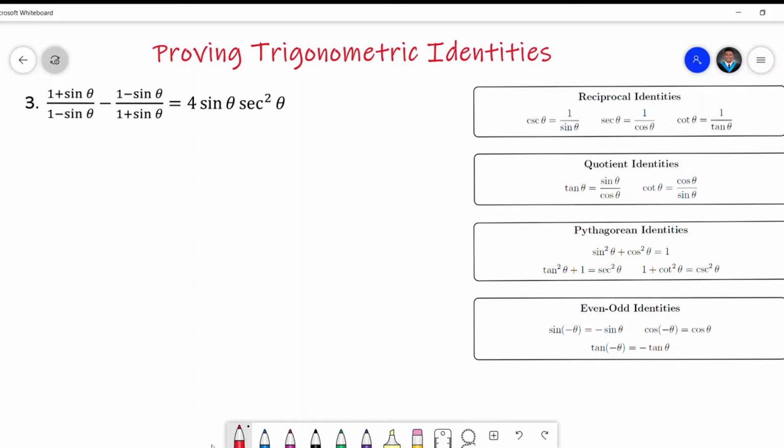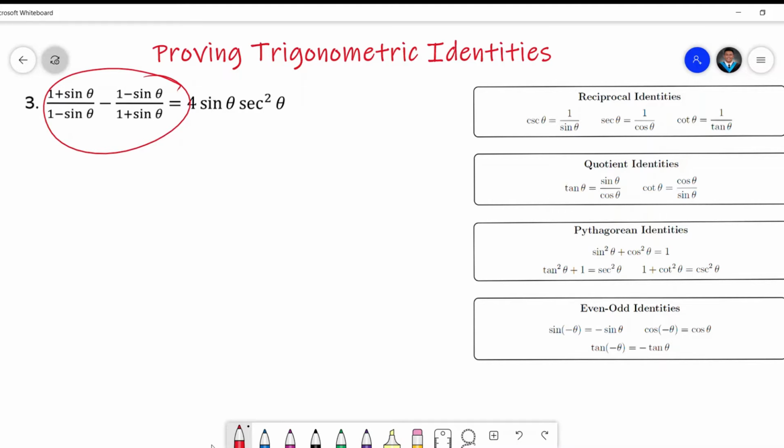Para sa ating third example, let's prove that (1 plus sine theta) over (1 minus sine theta) minus (1 minus sine theta) over (1 plus sine theta) is equal to 4 sine theta times secant square theta. Now again, in proving trigonometric identities, ang first nating gagawin is to pick one side of the equation that is more complicated to simplify.